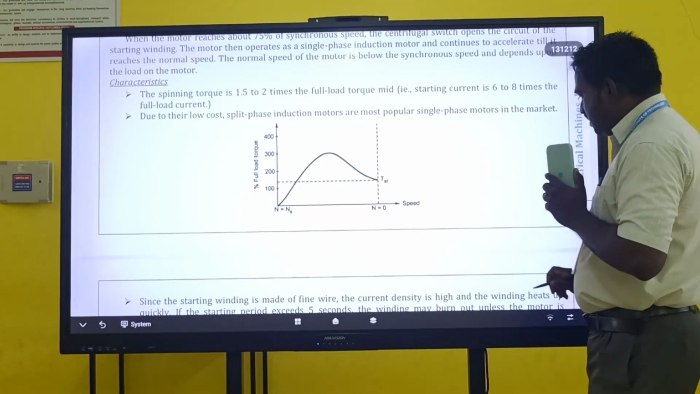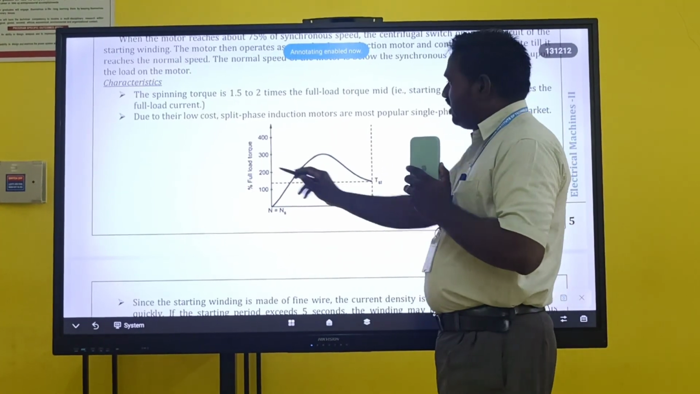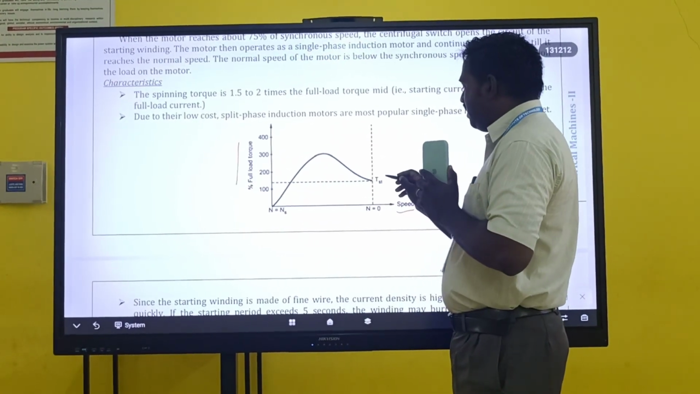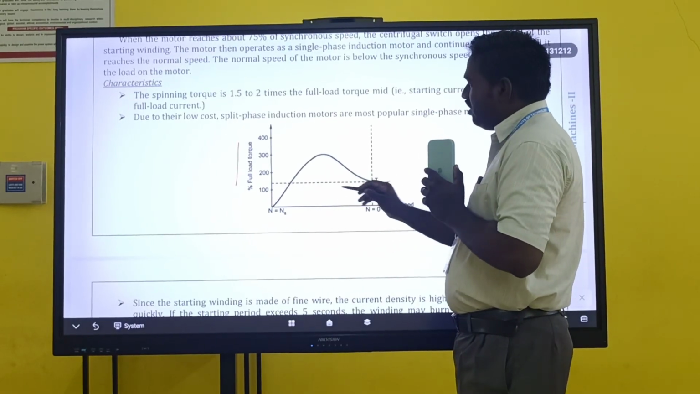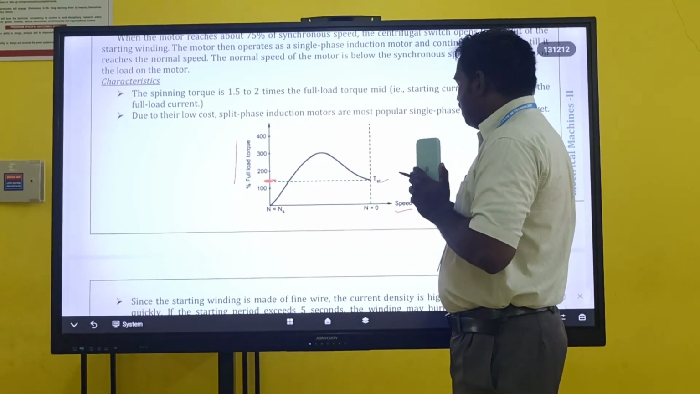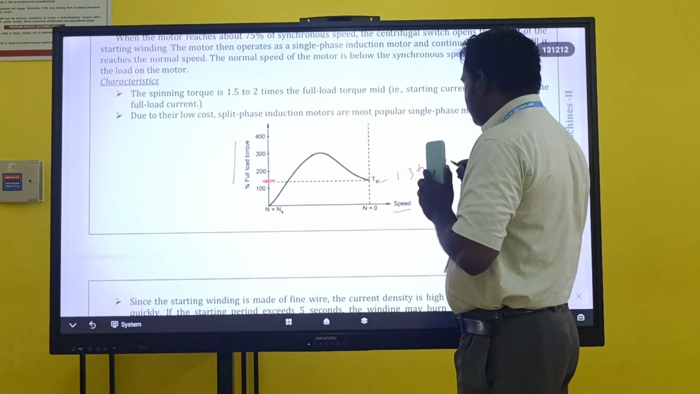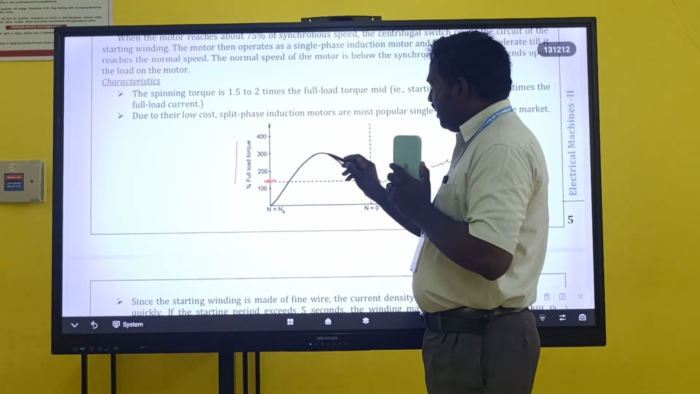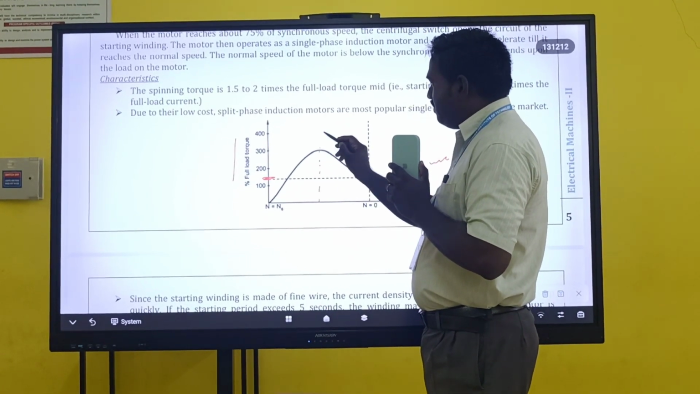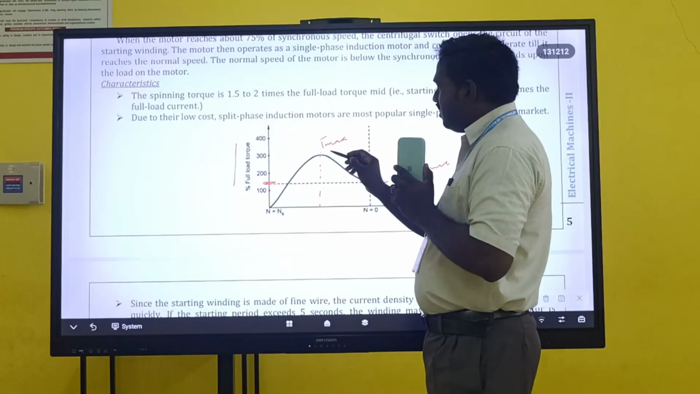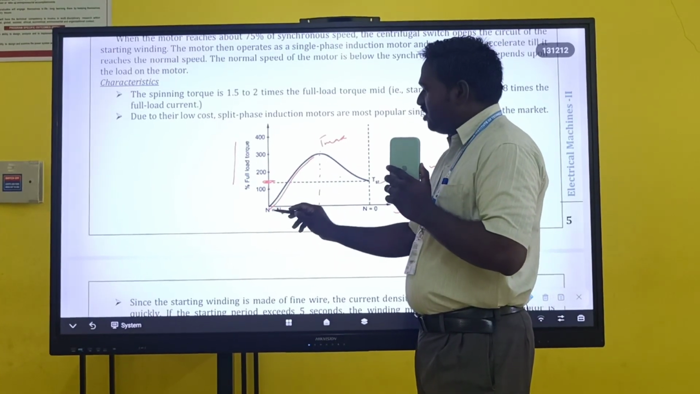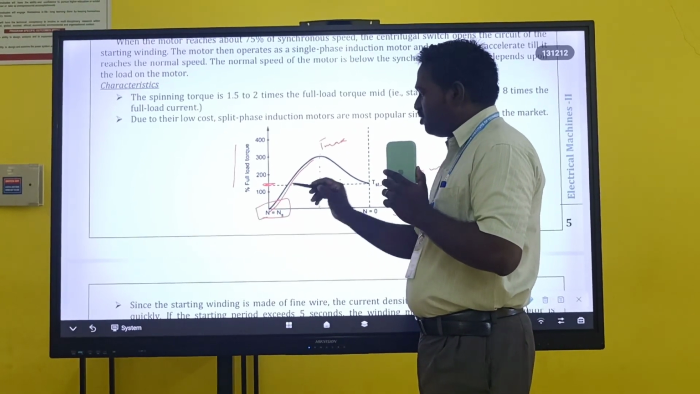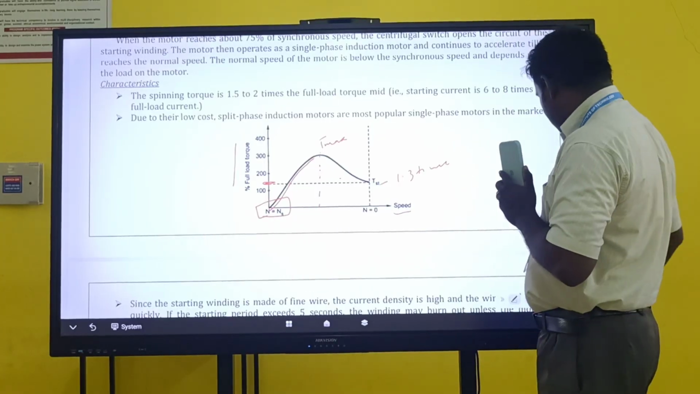And you can see the speed torque characteristics. This is the speed, this is the torque. Initially this is the starting torque, which represents 1.3 times, and it increases up to the maximum value T max, and attains the speed equal to the synchronous speed.